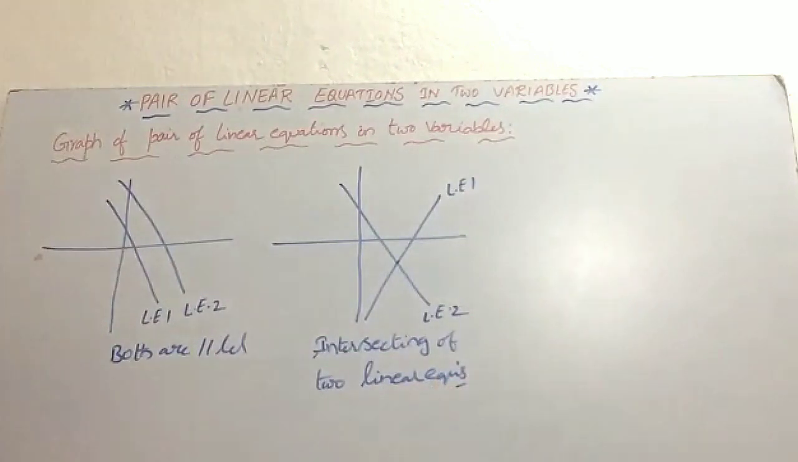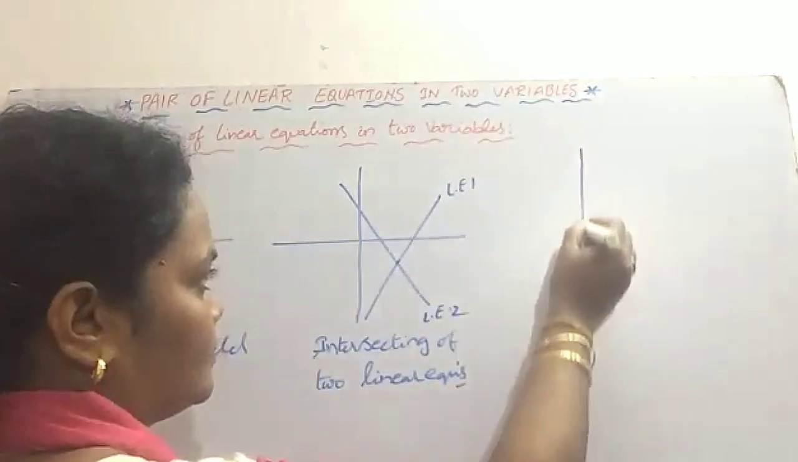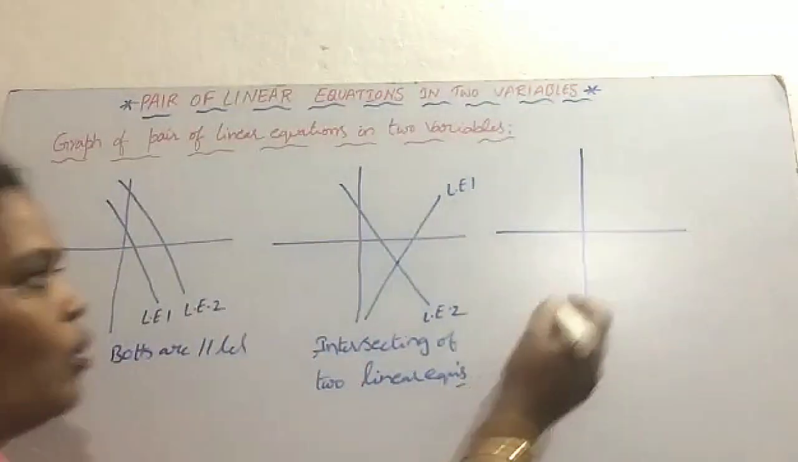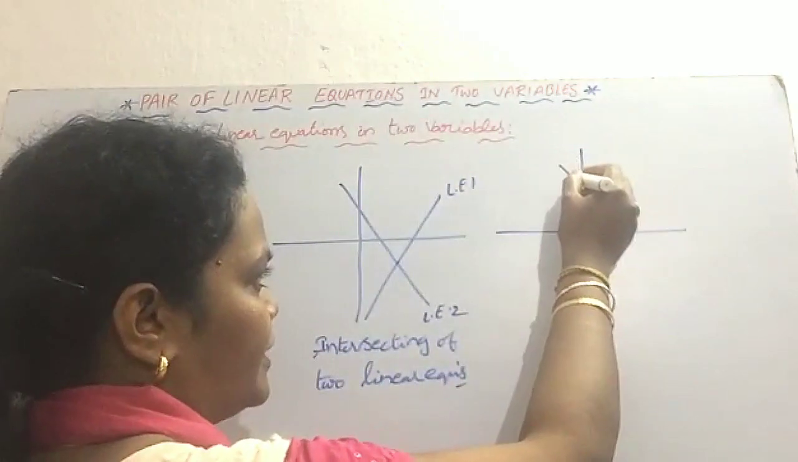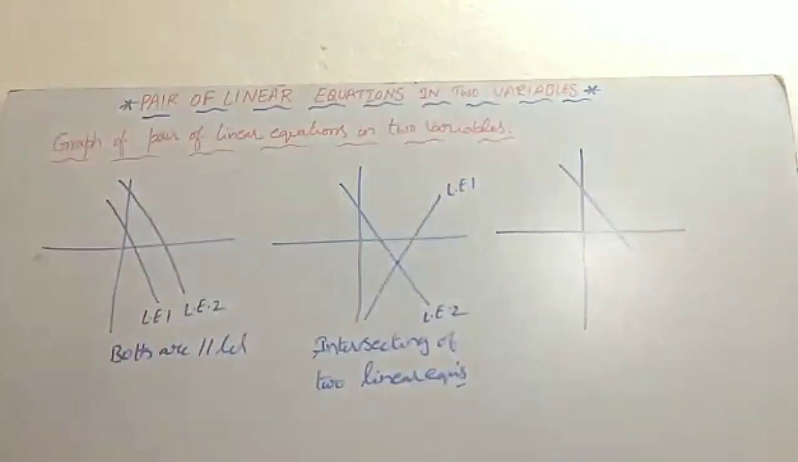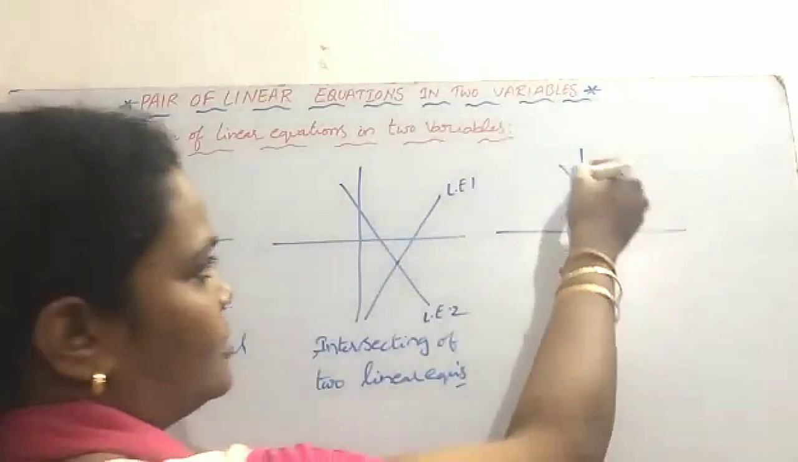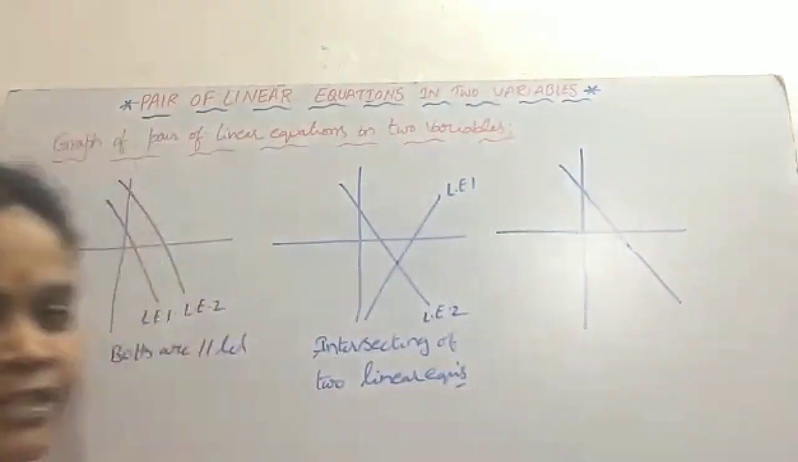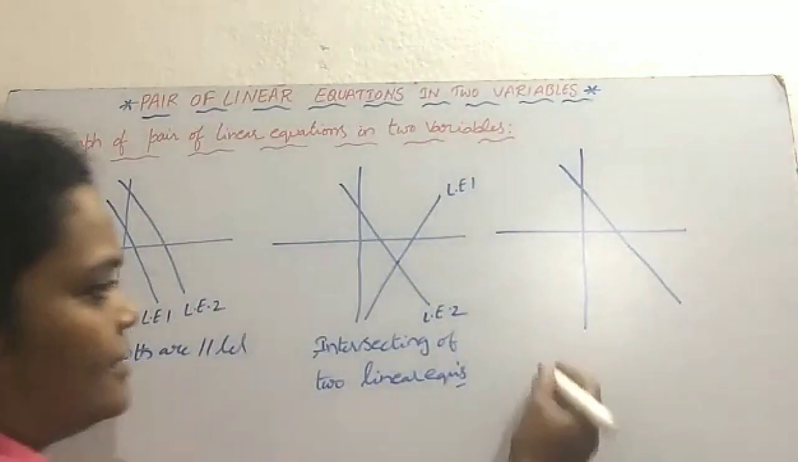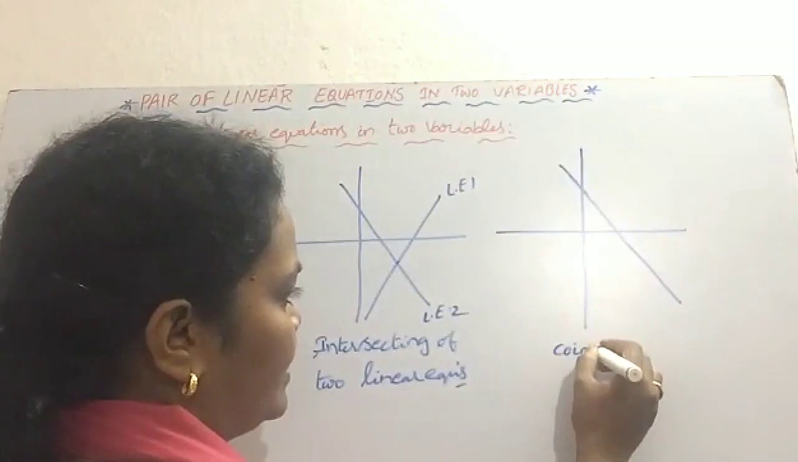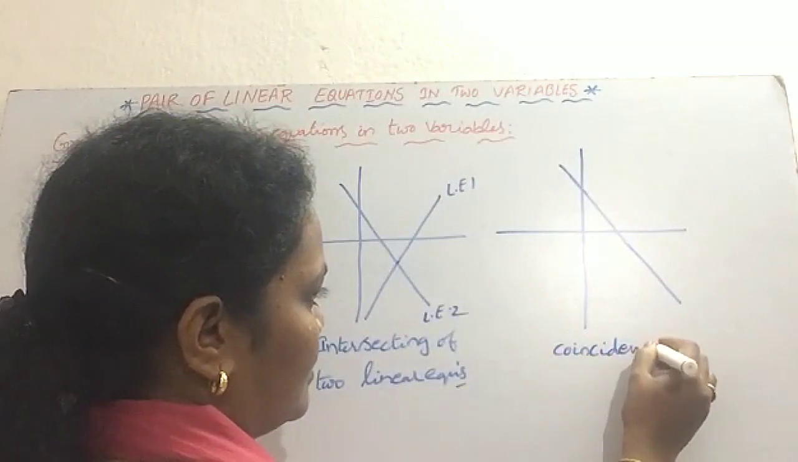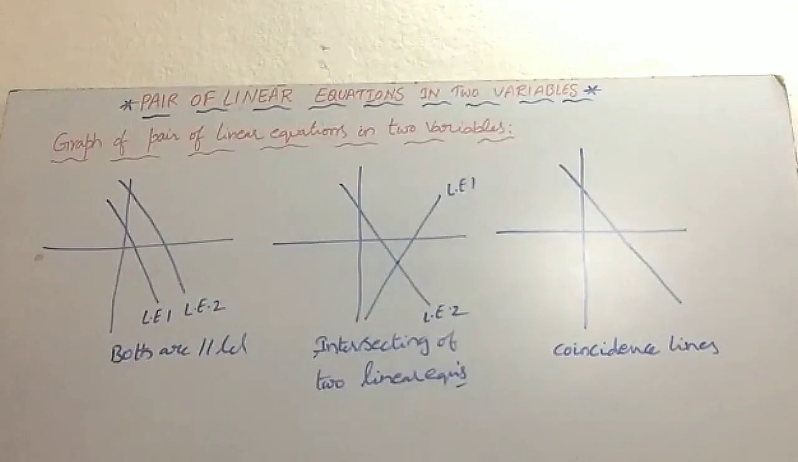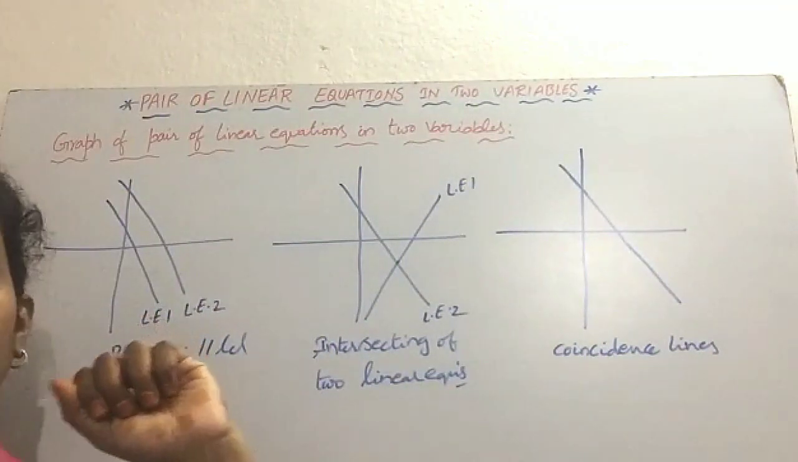And the next, the third one, is coincidence. That means suppose we take this linear equation and the next linear equation is also the same, or otherwise an extension of this straight line. So this is coincidence lines.